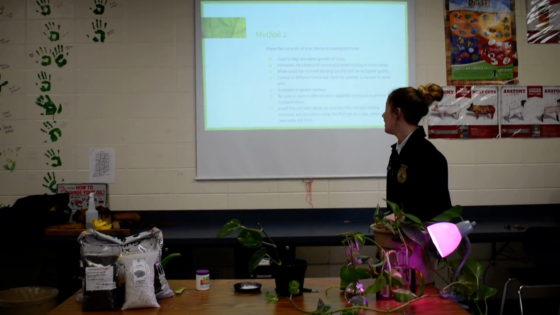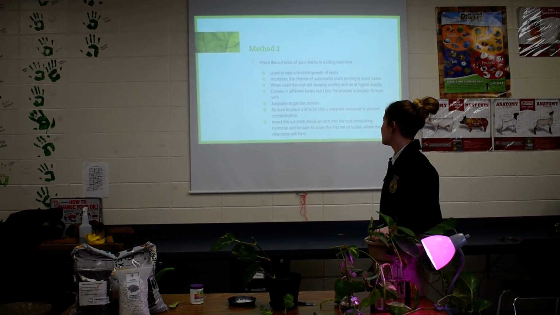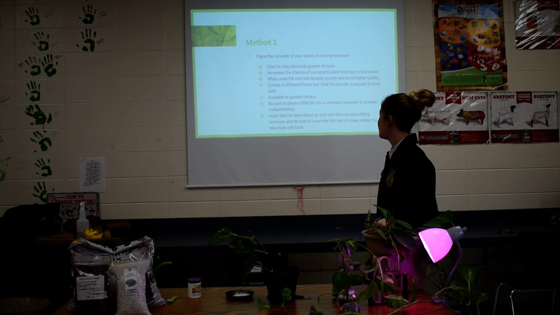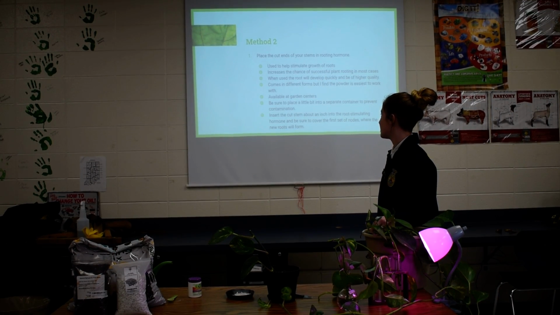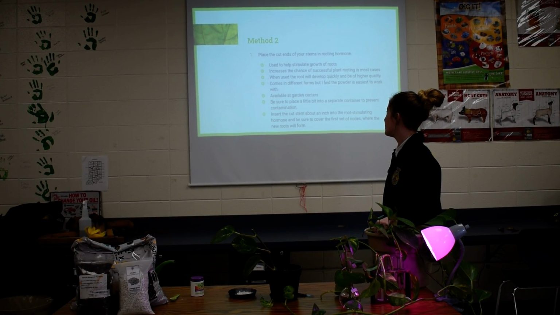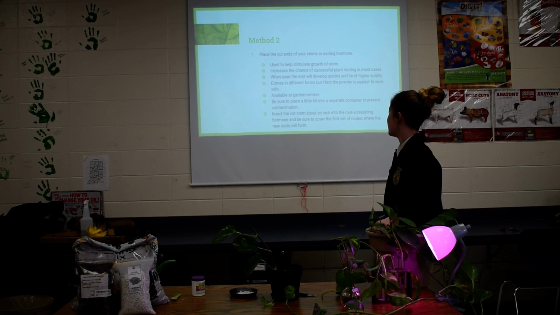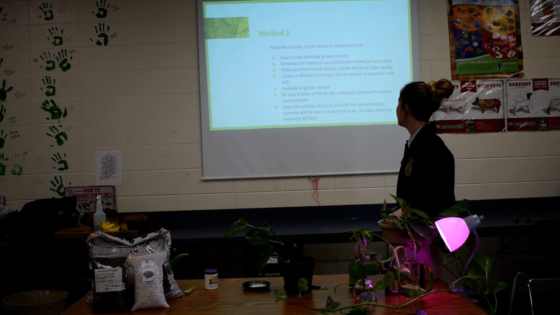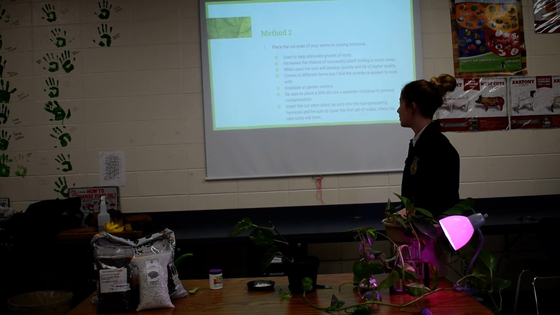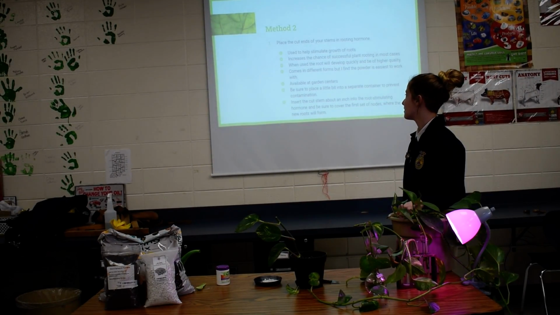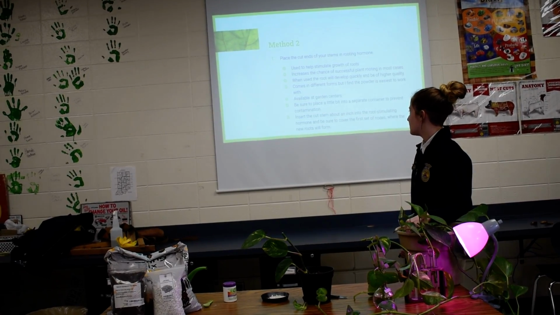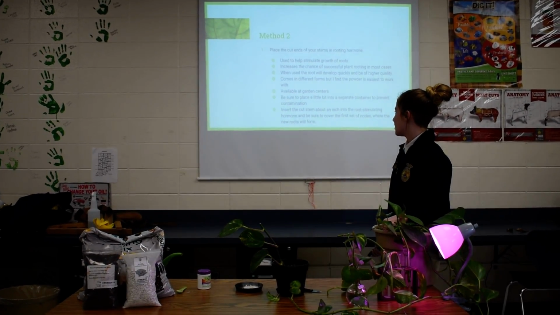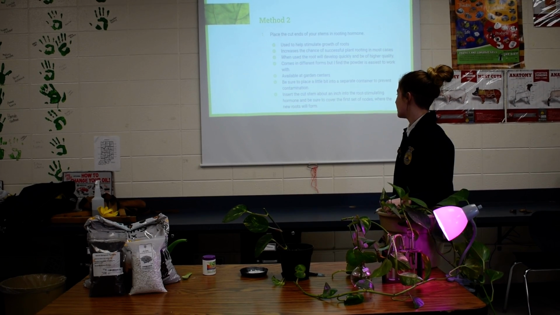In method 2, you're going to place the cut ends of your stems in rooting hormone. As I told you, it's used to help stimulate growth of roots, and it increases the chance of successful plant rooting in most cases. When used, the roots will develop quickly and be of higher quality. It comes in different forms, but I find the powder is easier to use. As I said, it's available in garden stores, and you're going to want to be sure to place a little bit in a separate container to prevent contamination.